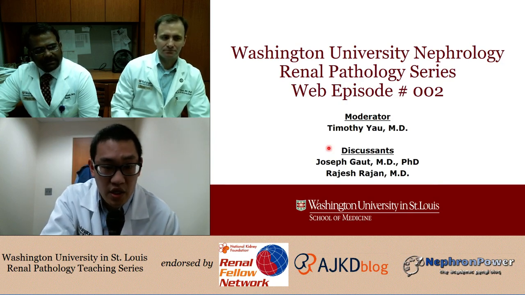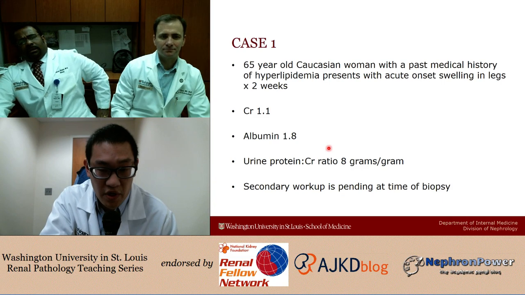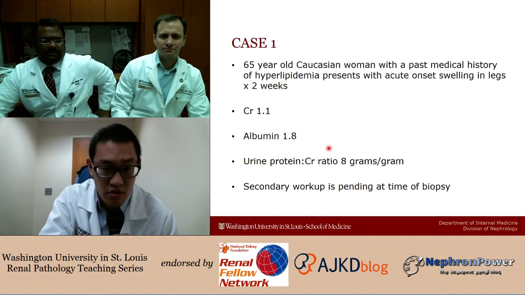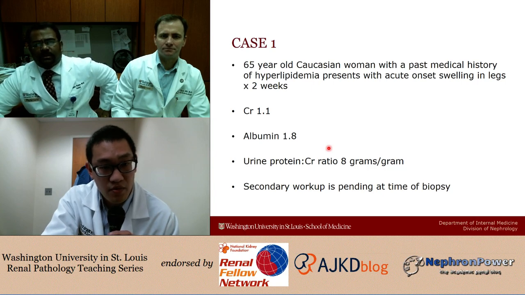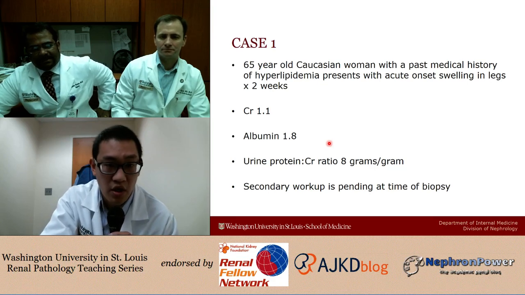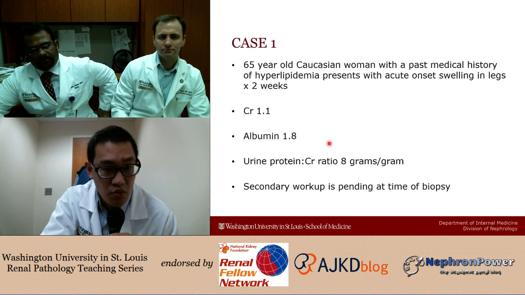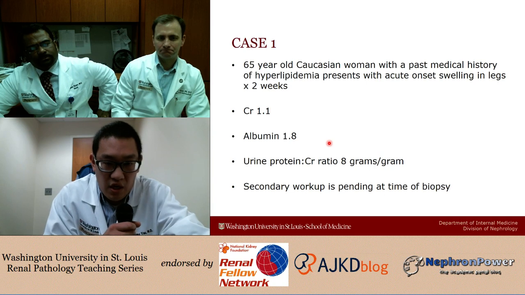So I'm going to present essentially a brief history, about as much information as Dr. Gaut would normally get when interpreting a biopsy. And Raj, your role will be to interpret the histology as we go through this. So the history you're given here is a 65-year-old Caucasian woman. She has a past medical history only of hyperlipidemia. She presents with acute onset swelling in her legs for 2 weeks. Creatinine is 1.1, albumin is 1.8, a urine protein to creatinine ratio of 8 grams per gram on spot, and you have no secondary workup at the time of biopsy.